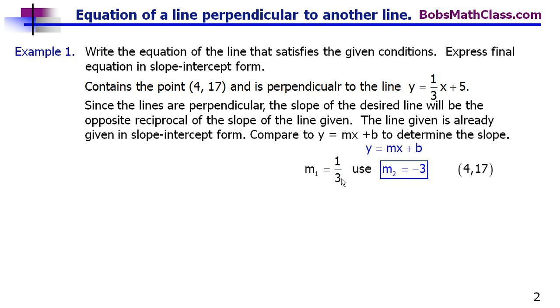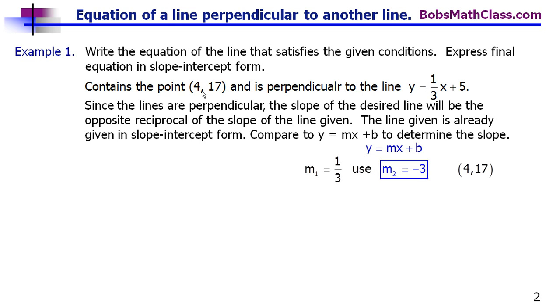But we're not going to use 1/3. We're going to use -3 because we have to flip it and switch it. So you flip the 1/3 to 3/1, which is 3, but we have to change the sign. We don't care about this 5 over here in the equation. All we need to know is the slope of this line. So we took that number and flipped it and switched it. So -3 is the slope that we need for our line.